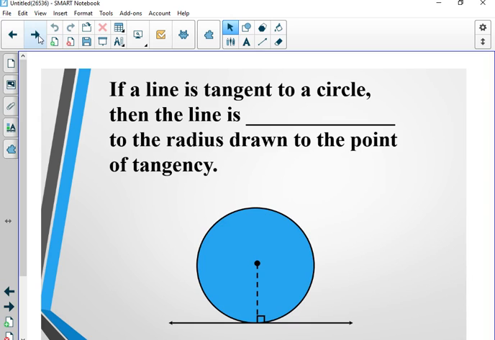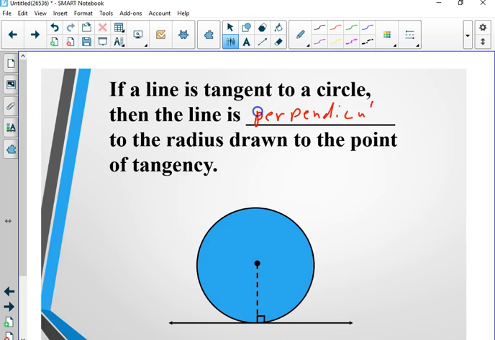If a line is tangent to a circle, then the line is perpendicular to the radius drawn to the point of tangency.